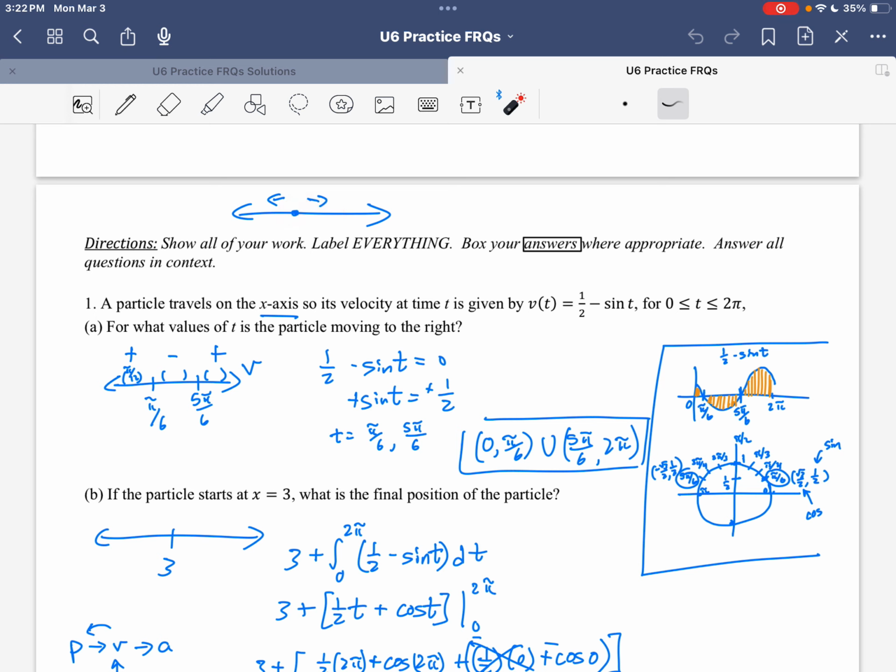Okay, so anyways, first question says, at what values of t is the particle moving to the right? So what you want to do is find out where the velocity is positive. And so I made a plus minus graph for this. Really simply, you just got to take this and set it equal to 0. Once you set it equal to 0, you can find your answers: t equals pi over 6 and 5 pi over 6.